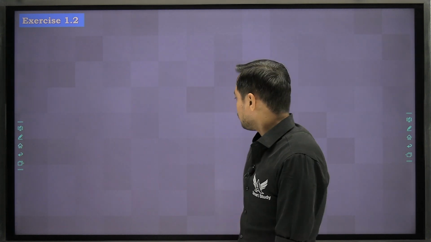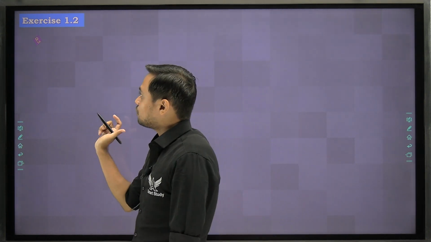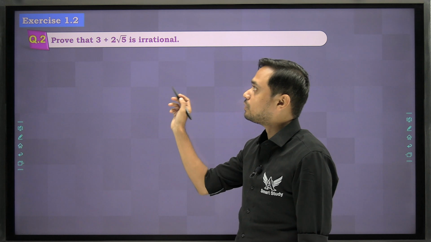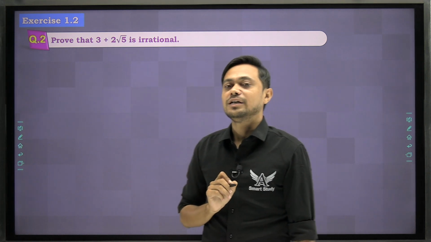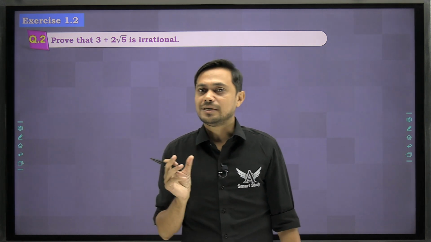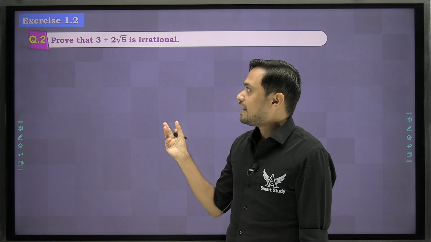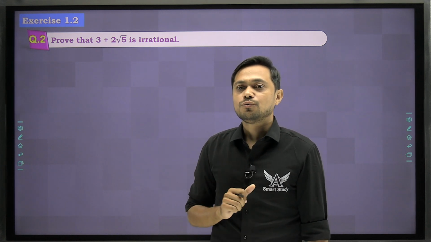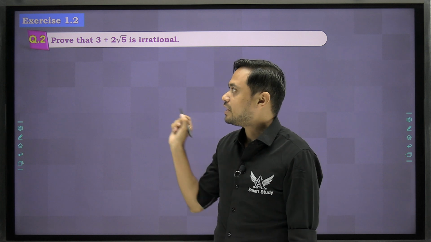Okay, well now let's move further and talk about the next question, in which we have to prove that 3 plus 2 root 5 is irrational. Here we have to make a little change in this method, and directly prove that 3 plus 2 root 5 is an irrational number, right? And this is a very easy question.